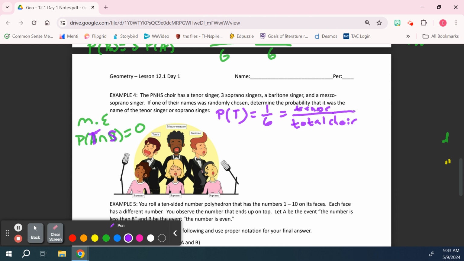Okay. And now we're going to do the same thing for the soprano singer. We have, looks like, 3 total soprano singers out of the 6, which is going to be 1/2. And remember, this is the total of soprano singers over the total in the choir.